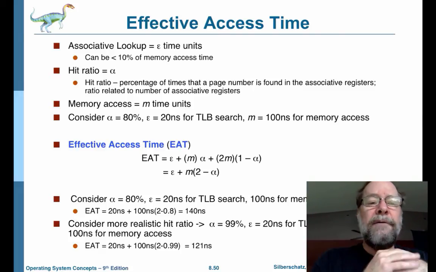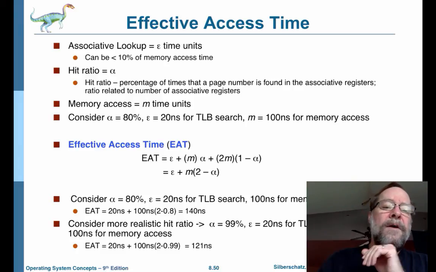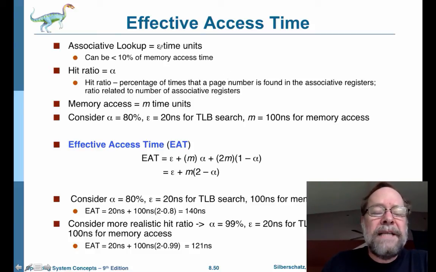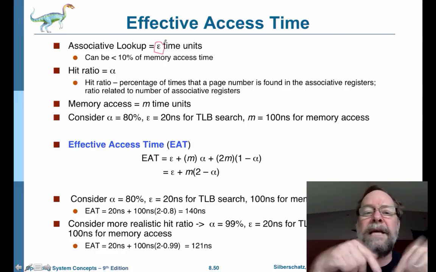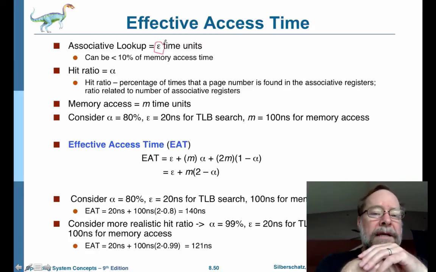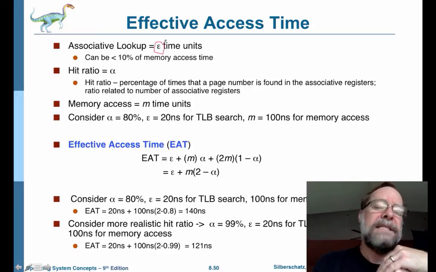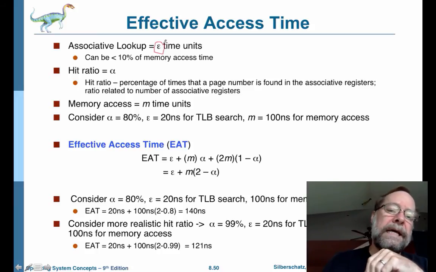In order to calculate what that's going to be, a little probabilistic stuff here, we need some variables to think about. So let's have epsilon stand for how long it takes for our associative lookup either to get the frame number back or to tell us that the page number we give it is not in the associative memory. And usually that's going to be very fast, less than 10% of the time it will take to actually access the physical memory across the RAM bus and that kind of stuff.